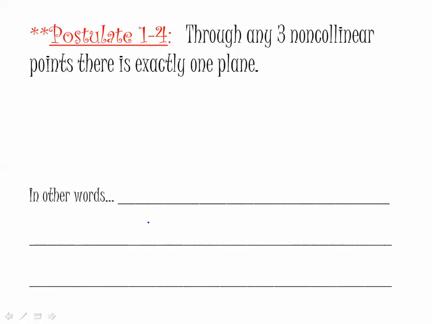Our last postulate for today. Through any three non-collinear points, there is exactly one plane. Remember, collinear means on the same line, so non-collinear means not on the same line. So if we have 3 points and they are not all on the same line, there is only one flat surface that will include all 3 points. You can't have 2 different planes going different directions and have all 3 points be on both of them.